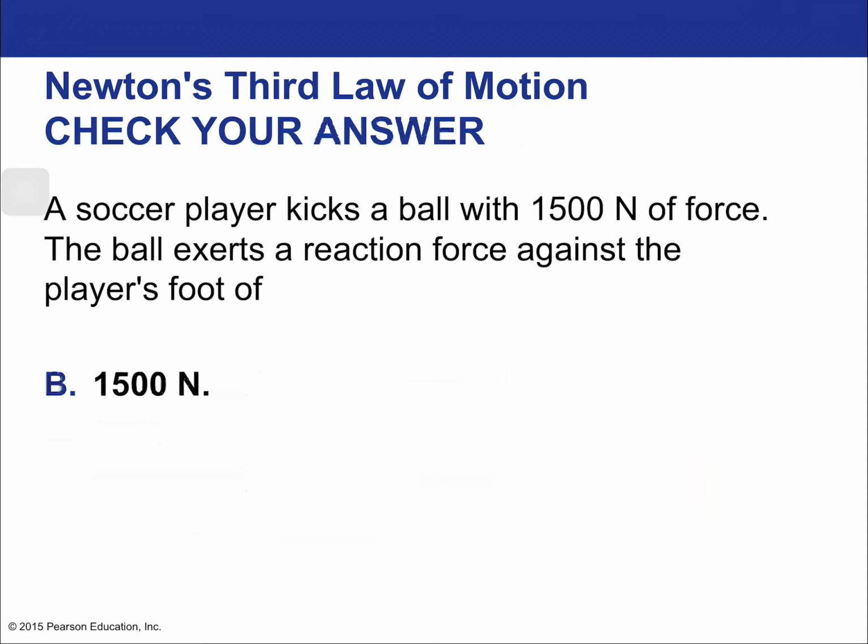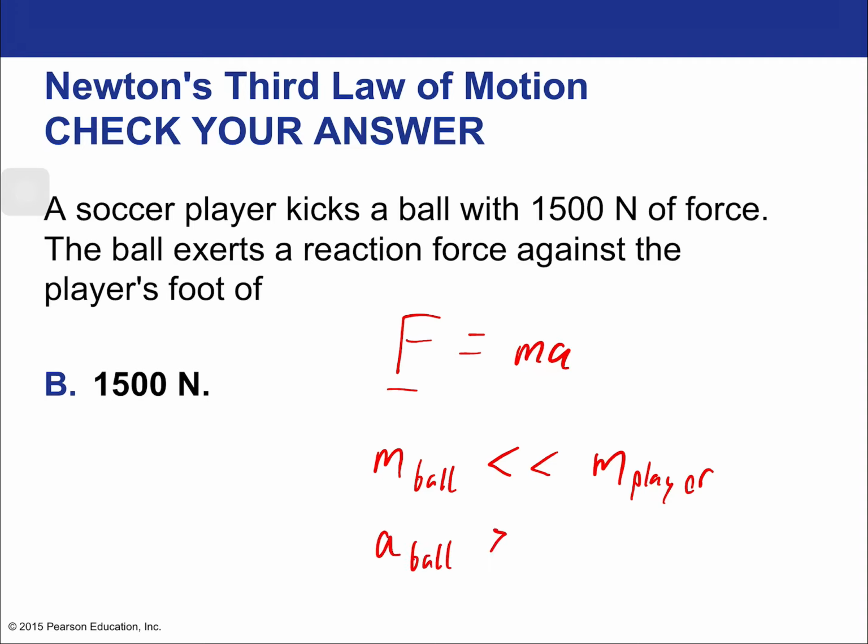Okay? The reason that the ball accelerates so much and the player doesn't accelerate backwards very much at all, it's not like the player recoils from the kick, is because the mass of the player is so much greater than the mass of the ball. And think Newton's third law. Think F equals ma. So if F is equal, if it's 1,500 newtons for both the player and the ball, but the mass of the ball is much smaller than the mass of the player, then clearly the acceleration of the ball will be much larger than the acceleration of the player.